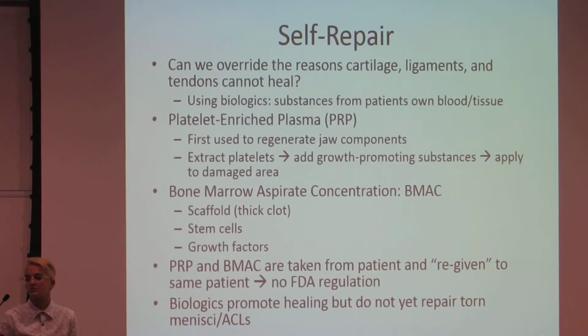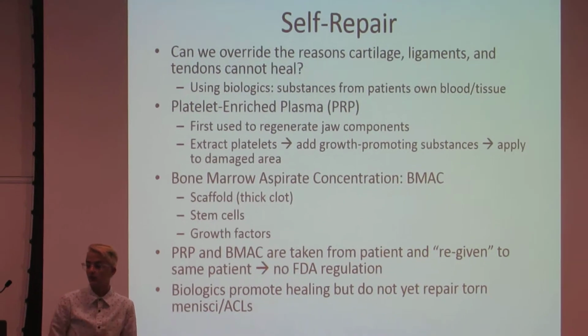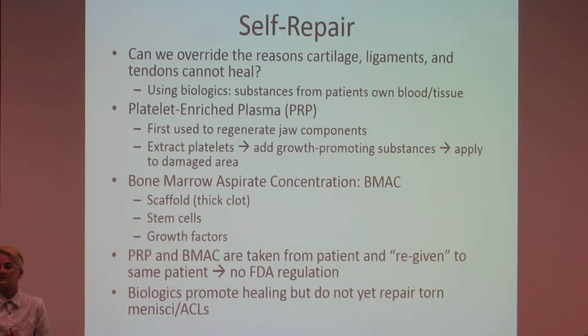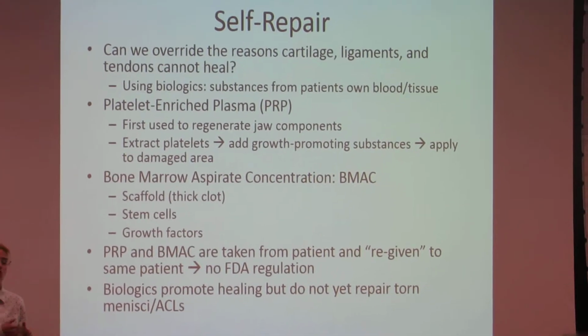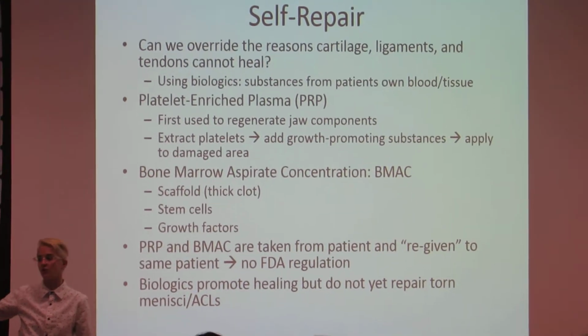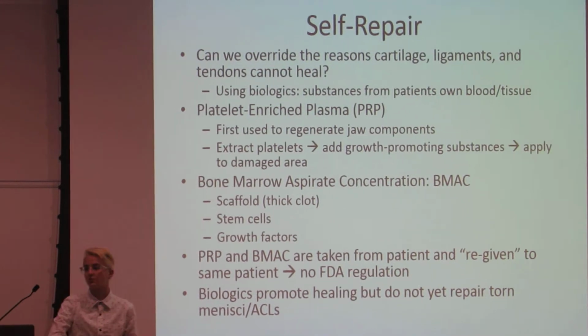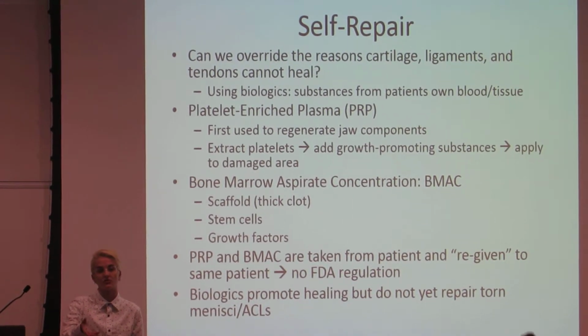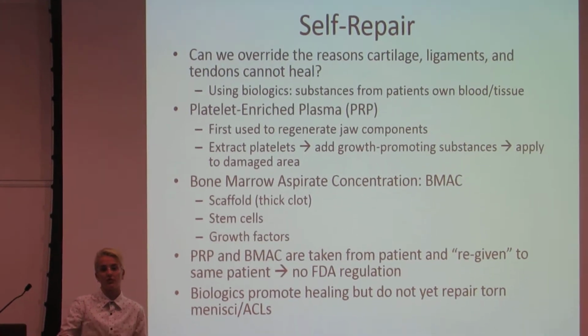So platelet-rich plasma, PRP, was first used to regenerate jaw components. What it really is, you extract platelets from blood: you draw blood, you centrifuge it, you get the layers, you pull out the layer of platelets, which is the one you want, and you add some growth-promoting substances, and you apply that to the damaged area. Theoretically, that's supposed to improve the growth and healing.